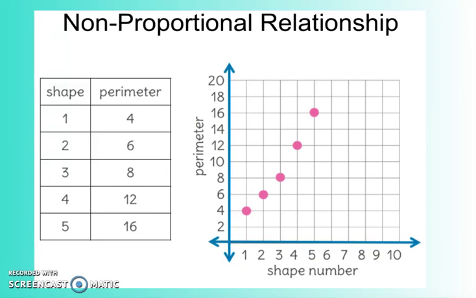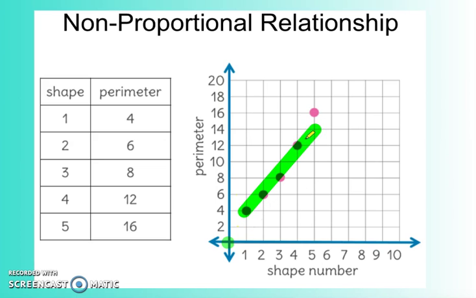Now look at this one. What is different about this? Why is this a non-proportional relationship? Well, there's a couple things that make this non-proportional. First of all, what I notice is neither one of the sets of data start at 0. And the next thing that I notice is that this is not a straight line.